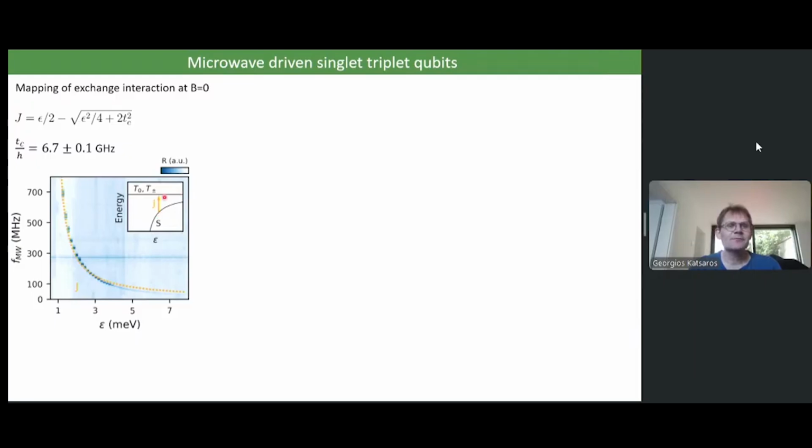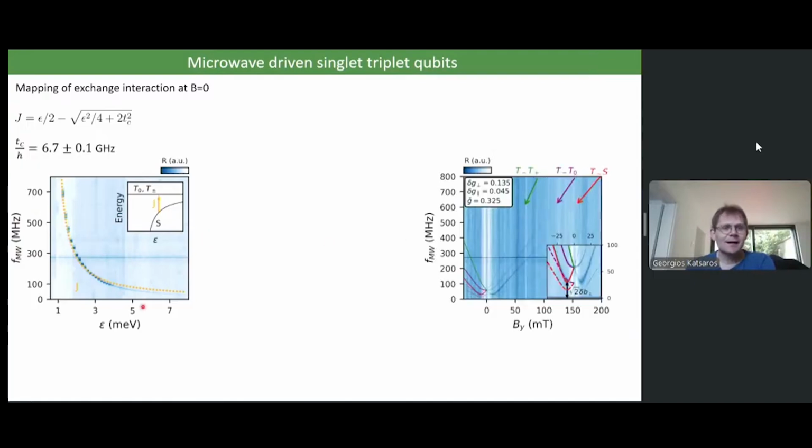And now with a microwave burst, you can create transitions between the singlet and the triplets. And this is what he mapped out for different detuning. And he could find out that exchange is very, very large. It can be up to 700 megahertz or more. When people do 2 qubit gates, typically the exchange interaction, when the spins are separated, is in the range of low kilohertz. So actually what we see are not individual spins, but we see 2 spin states.